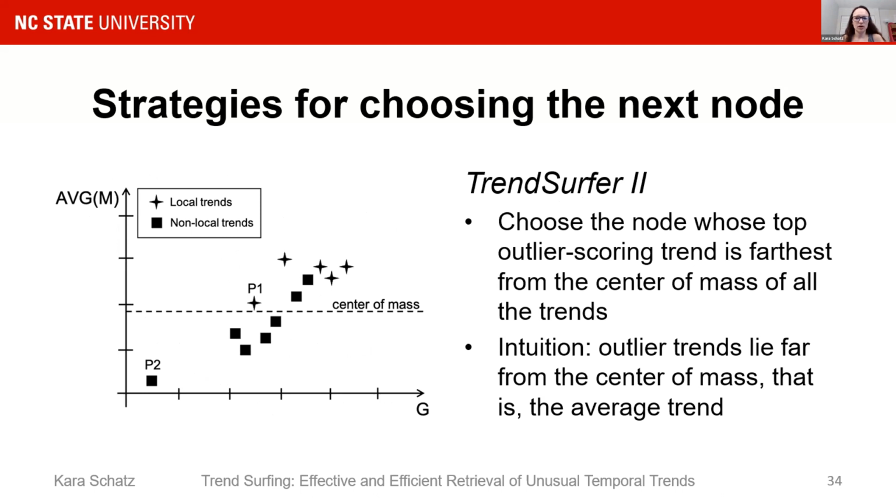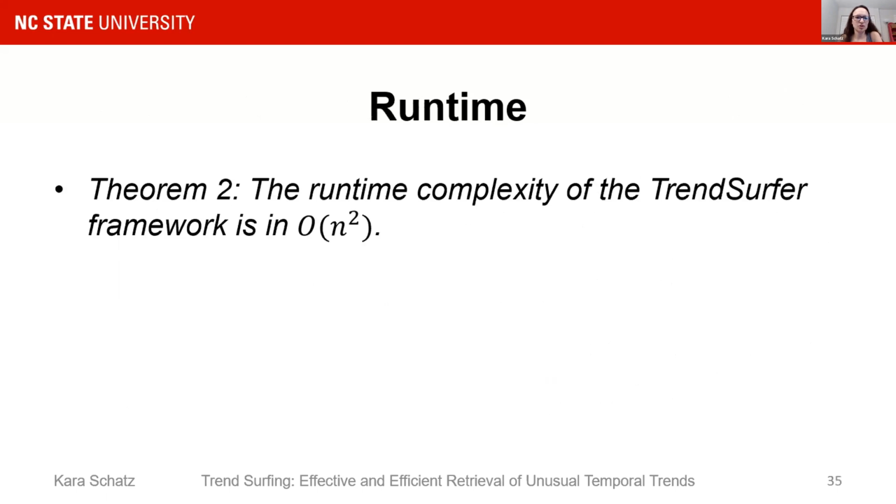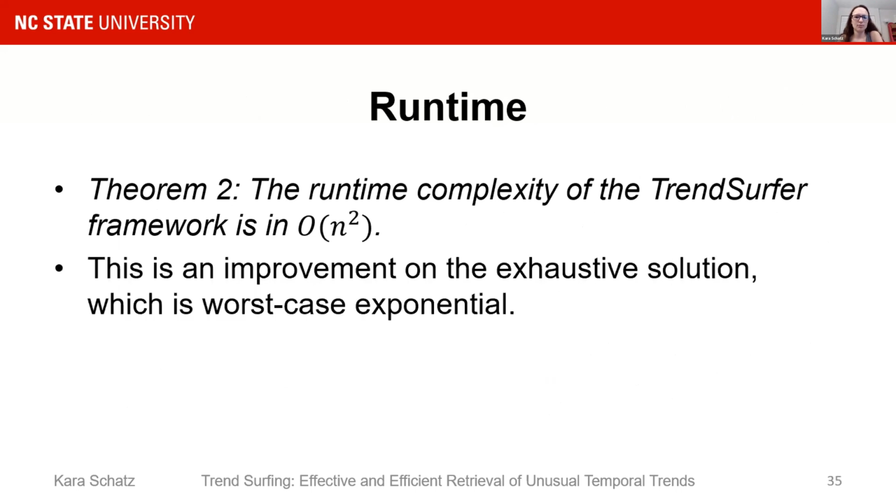And we can see that P1 lies close to the center of mass, so it would not be selected by the Trend Surfer 2 strategy. Instead, P2, which is the true outlier here, would be selected since it's furthest from the center of mass. As for the runtime of the trend surfing approach, it is quadratic in the number of non-temporal dimensions for the fact table R, as we prove in Theorem 2 in our paper. Therefore, our approach does provide a runtime improvement over the exhaustive solution presented earlier.